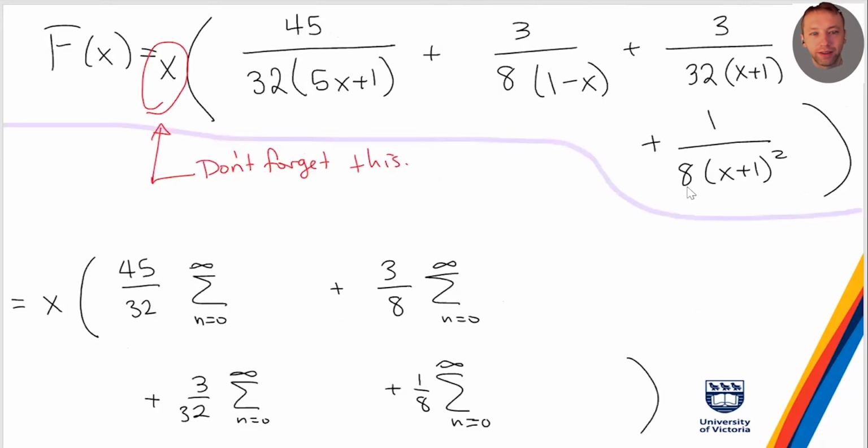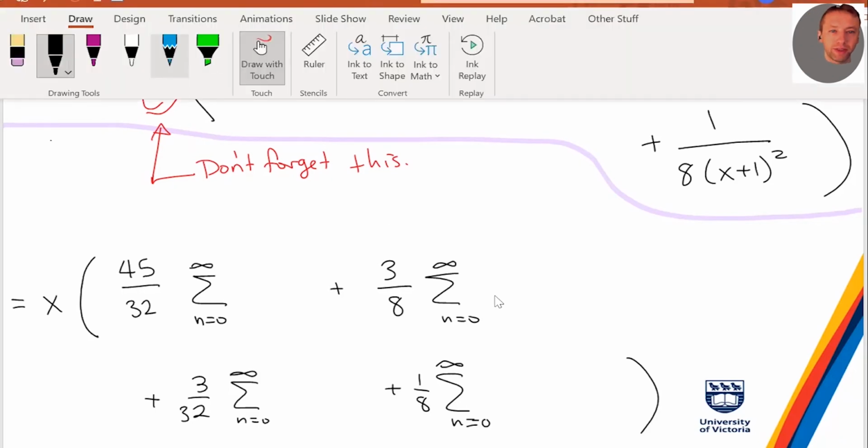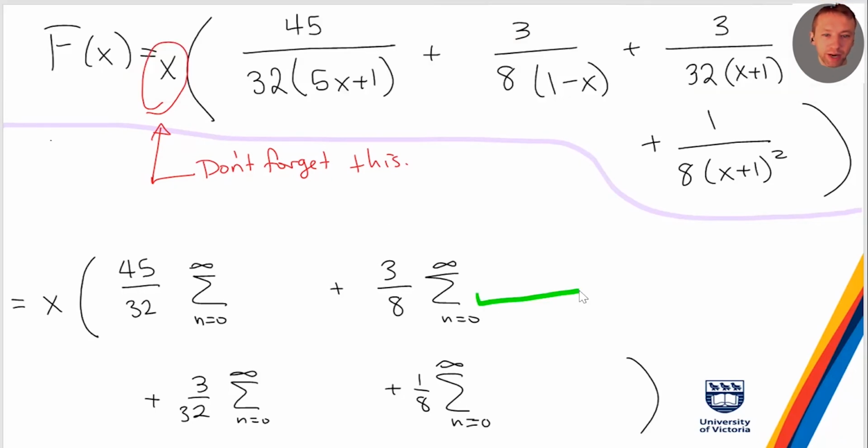And so I got the computer to get this, and what you end up with is A is 45 over 32, B is 3 over 8, C is 3 over 32, and D is 1 over 8. Okay, so what's our solution then? Let's start with the things that are easiest first. So what should I put here?